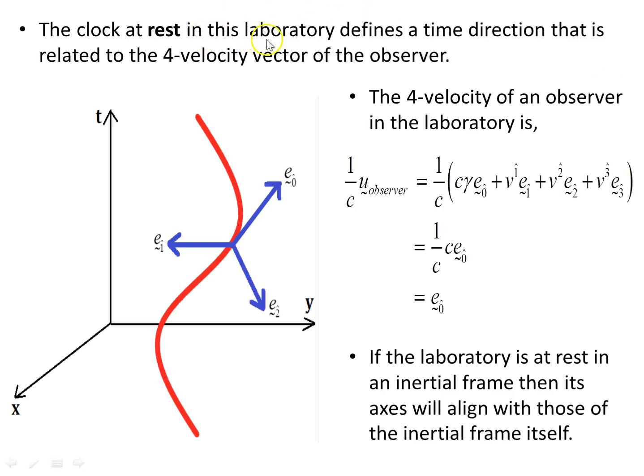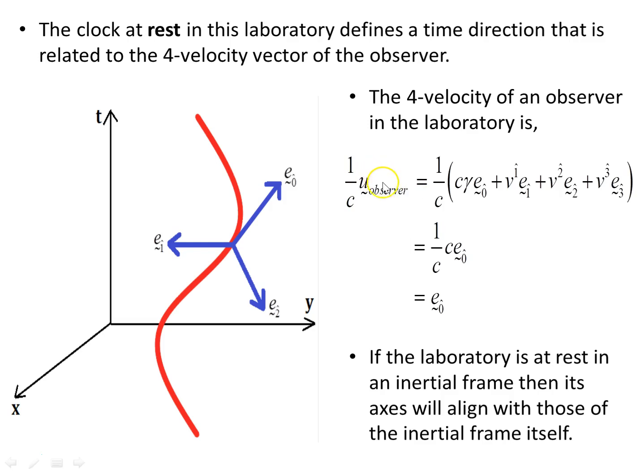Now the clock at rest in this laboratory defines a time direction that is related to the four-velocity vector of the observer, so we'll have a look at that. But here's the world line of the laboratory, and the axes we saw earlier, e_1, e_2, and then e_3 is suppressed in the z direction for obvious reasons. And here is the time axis, the basis vector in the time direction, which is tangent to the world line. Now the four-velocity of an observer in the laboratory has a scaling factor of 1 on c, you'll see why shortly.